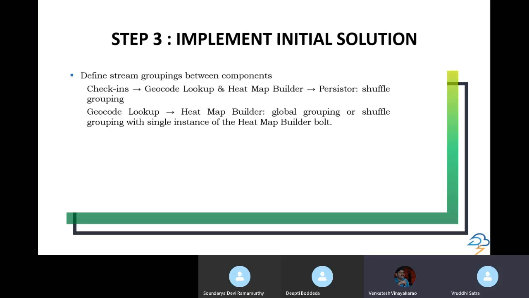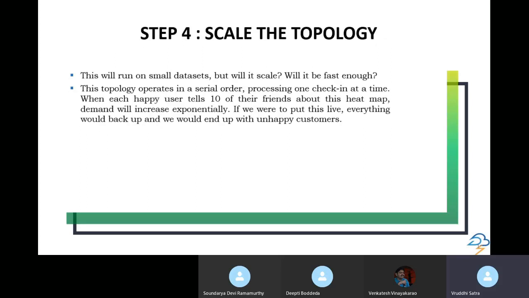And also, instead of global grouping here, we can use shuffle grouping with a single instance of the heat map builder bolt. So after combining all this together, our topology is ready to run. But is this topology scalable, and will it be able to maintain its speed requirements once the data gets huge? Unfortunately not, because it operates in a serial order. One happy user will tell 10 of their friends and this chain will continue. And so in future, our demand is going to increase exponentially, just like coronavirus.